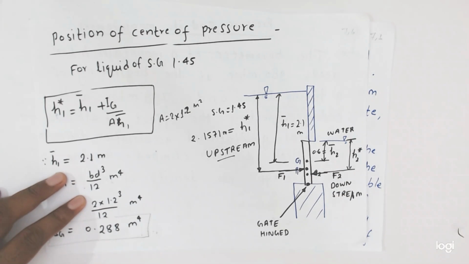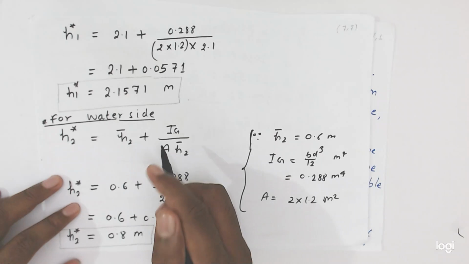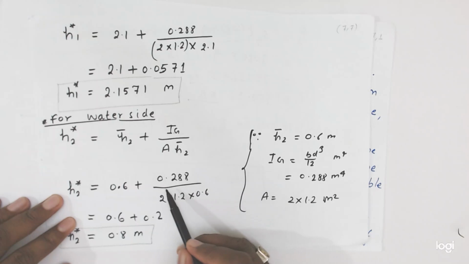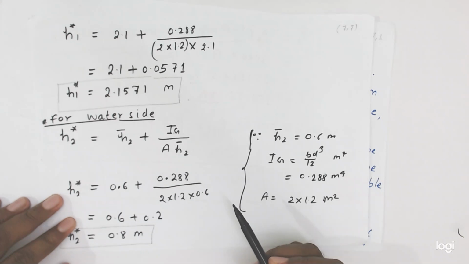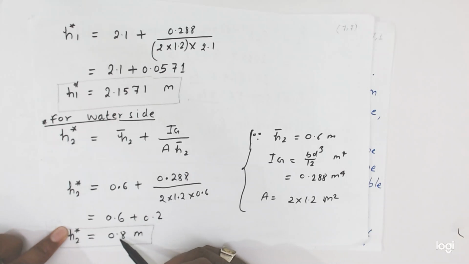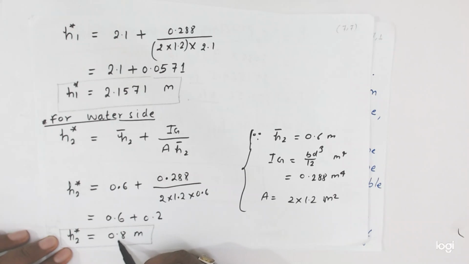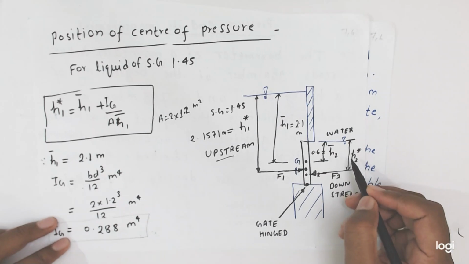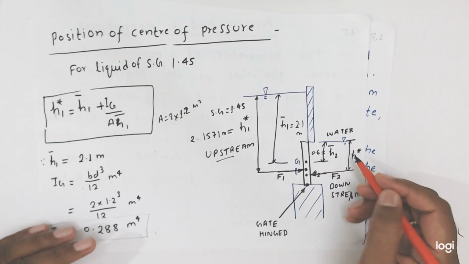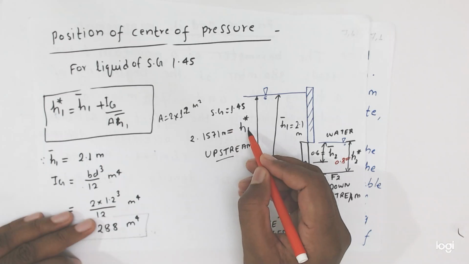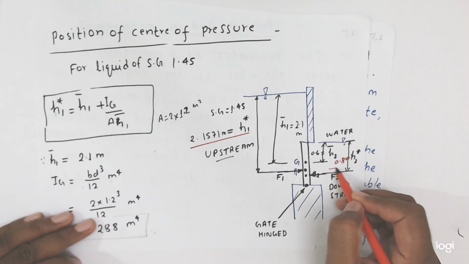So friends, we are able to calculate H2 star equal to 0.6 plus 0.288 divided by 2 into 1.2 into 0.6. If you calculate here, the H2 star will come 0.8 meter. So the H2 star value is 0.8, and H1 star is equal to this much, and H2 star is equal to this much.